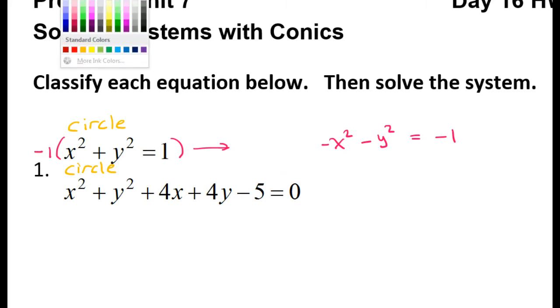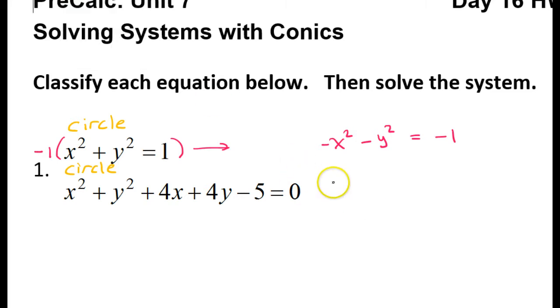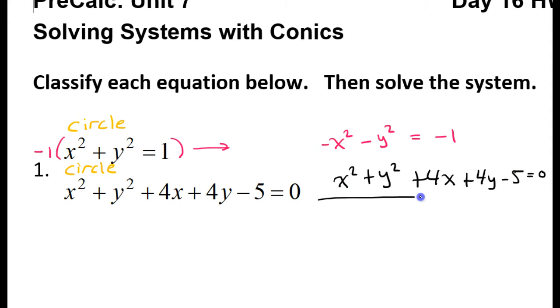Now compare that to the other equation, which is x squared plus y squared plus 4x plus 4y minus 5 is equal to 0. If I combine like terms between these two equations, actually, let's go ahead and move the minus 5 to the other side of the equation so it will line up with the negative 1. So obviously if I add 5 to both sides, I will have equals 5.